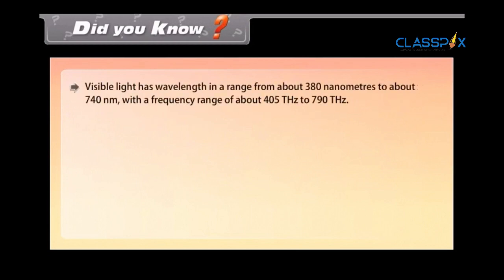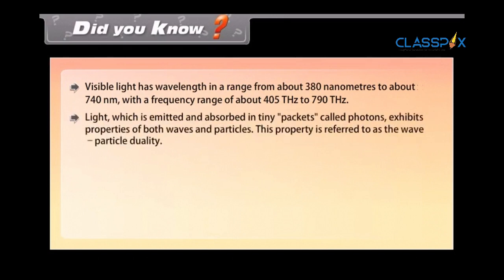Did you know visible light has wavelength in a range from about 380 nanometers to about 740 nanometers with a frequency range of about 405 terahertz to 790 terahertz. Light which is emitted and absorbed in tiny packets called photons exhibits properties of both waves and particles. This property is referred to as the wave-particle duality.